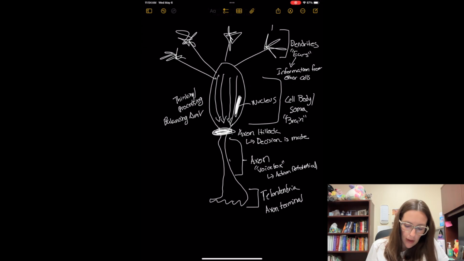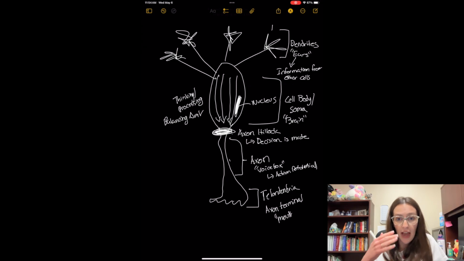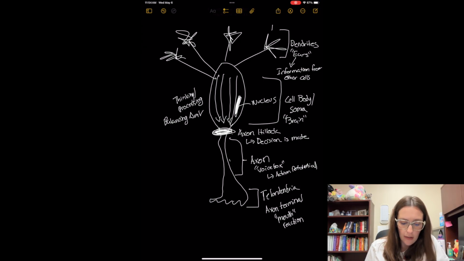This is, as I refer to it, the mouth. So this is where the actual sound goes out. In this case, the actual reaction takes place, however that neuron communicates. And we'll talk about how that neuron communicates in another video.